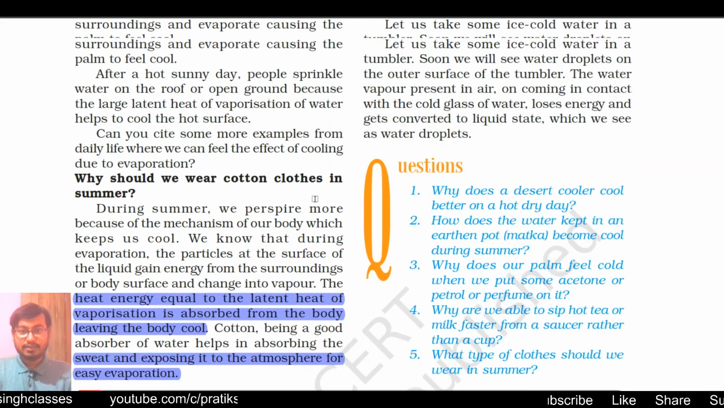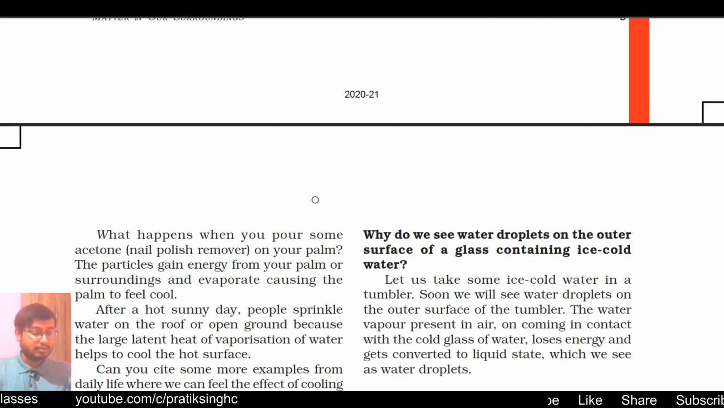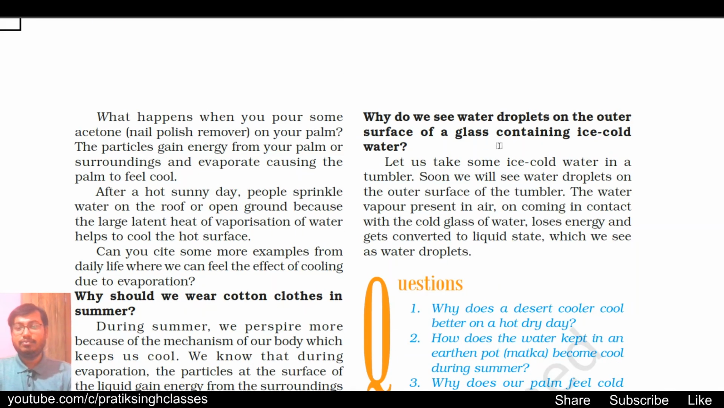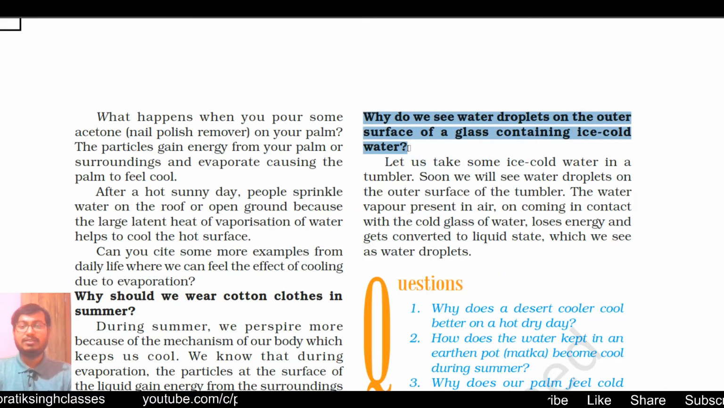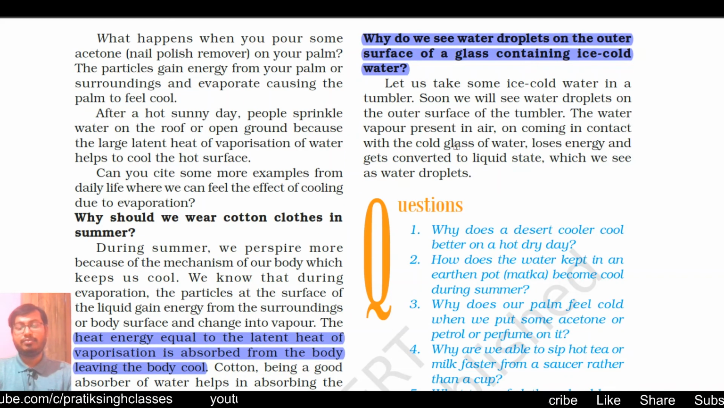Okay, fine. So this is about cooling. The next question is, why do we see water droplets on the outer surface of a glass containing ice cold water? You might have seen that during summer season or any season, when you keep a glass filled with cold water, water droplets stick to the outer surface of the glass. What happens? From where has the water come? Has that water come from inside the glass? No, it has come from the atmosphere.